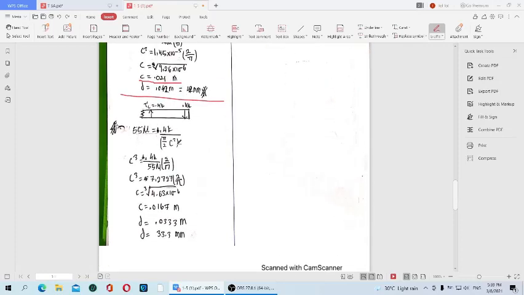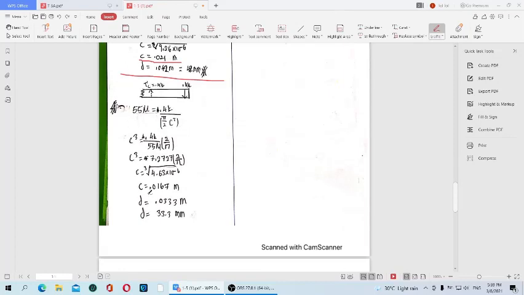So you do the same procedure, then you will get the value of C, which is 0.0167 meter, which is the radius. You times by 2, you will get 0.0333 meter, then convert it into millimeter.